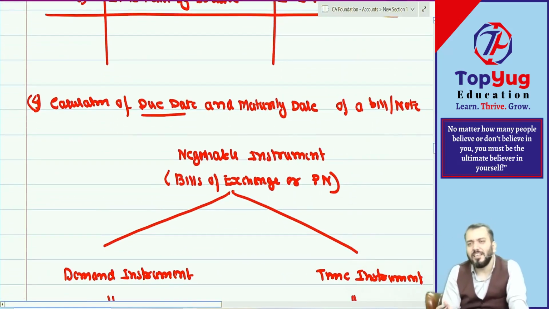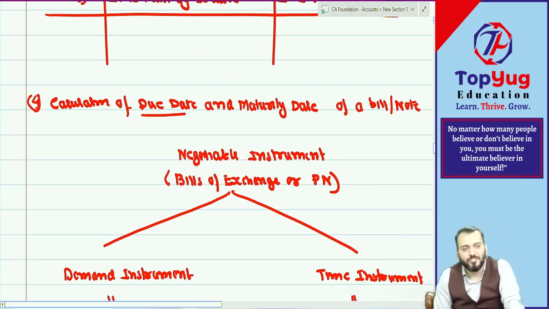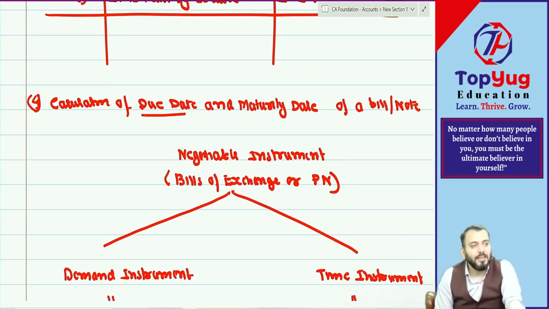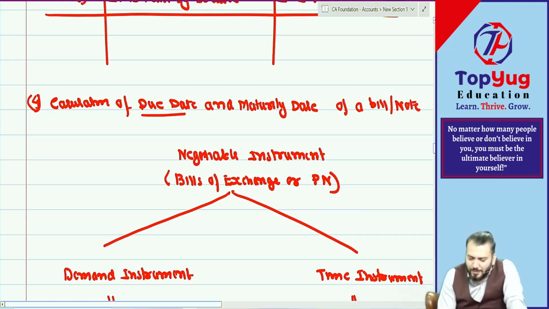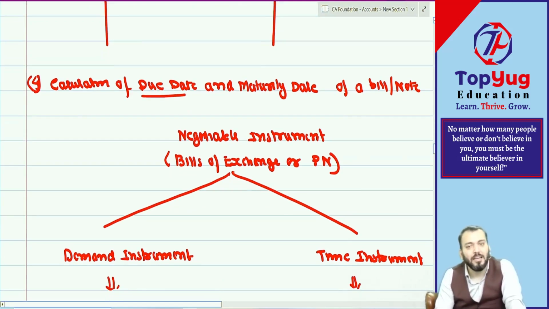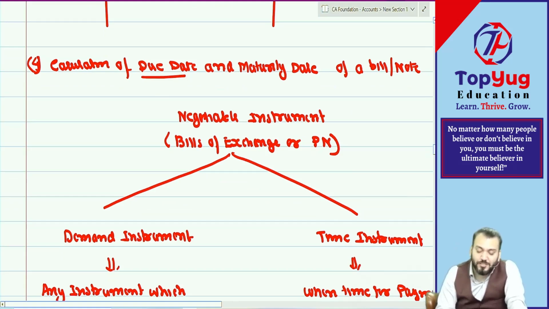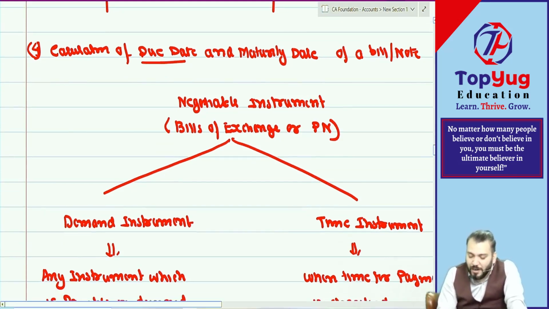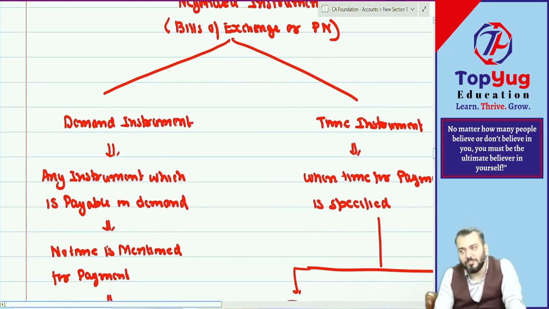Then we have understood that there are three parties under bills of exchange: drawer, drawee, and payee. However, drawer and payee can be the same person. How many parties are there in a promissory note? Two parties, maker and payee. Correct. Then we started calculation of due date and maturity date. As per Negotiable Instrument Act, for the purpose of due date and maturity date, there are two types of instrument. One is known as demand instrument, one is known as time instrument.